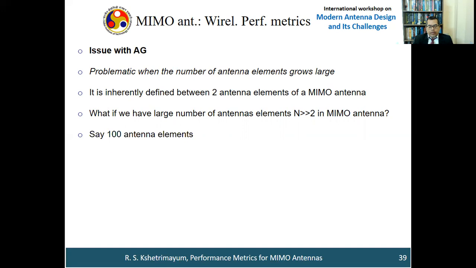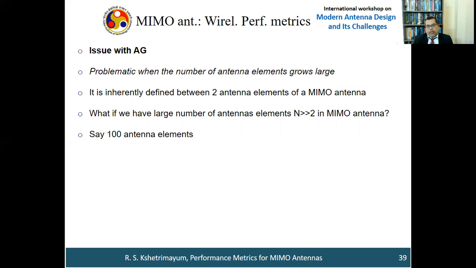Number of antennas at the transmitter and receiver is increasing when we are going from one generation of wireless communication to another generation of wireless communication. In 4G, the maximum number of antennas is around 10 antennas. For 5G, it's around 100 antennas or more.